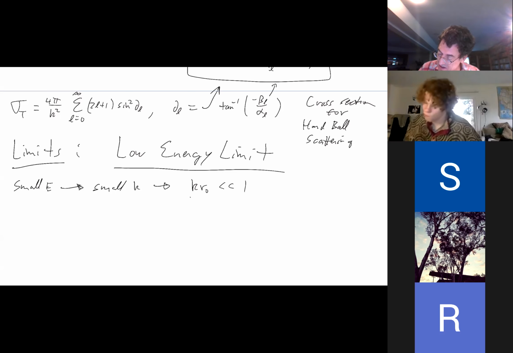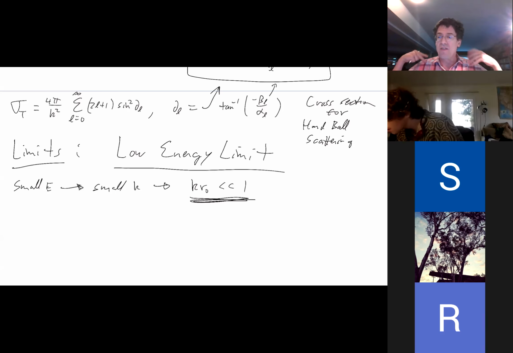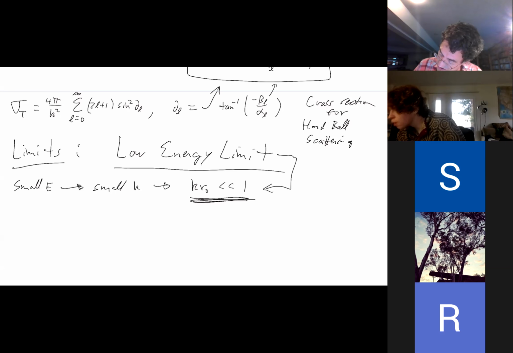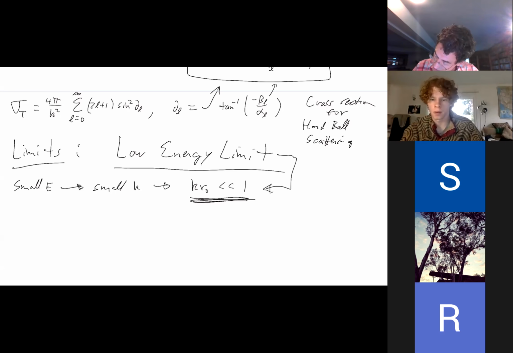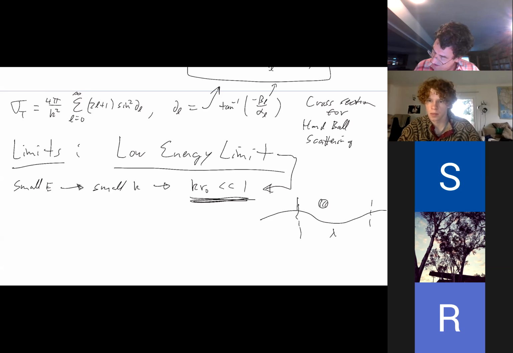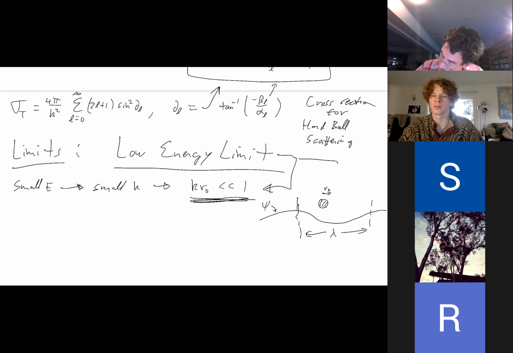Because there has to be something that you're comparing it to. We're comparing it to R naught. That's sort of the important parameter in this problem. It basically means that here's my ball, my scatterer, and here's the wavelength of my particle. The wavelength of my particle is really long compared to the scatterer, where this is R naught. So that's the low energy limit.